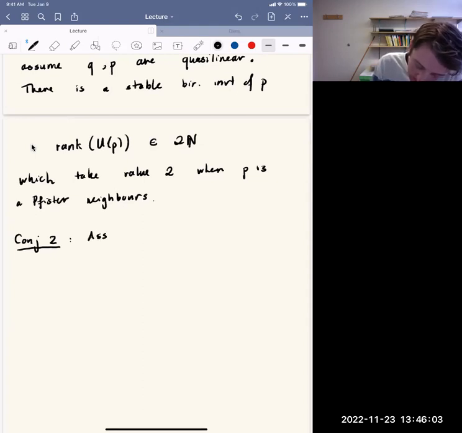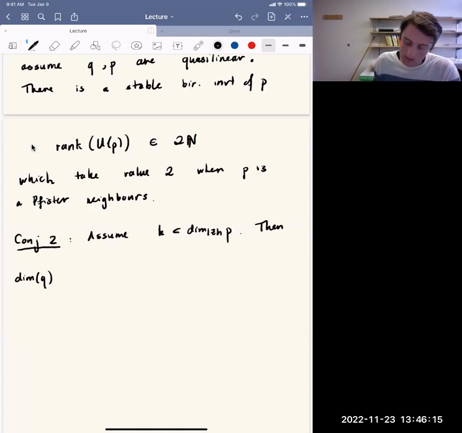Assume again that the integer k is strictly less than the Izhboldin dimension of the form P. Then the dimension of Q. So we now again want to look at what the possible dimensions of the forms are, realizing a given value of k, taking into account this Izhboldin dimension of P. And we get the following statement.